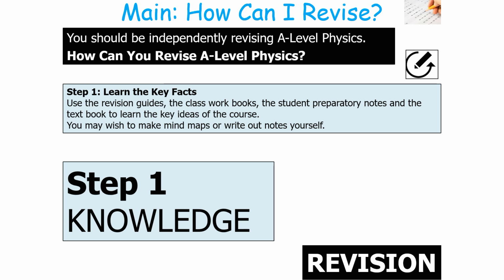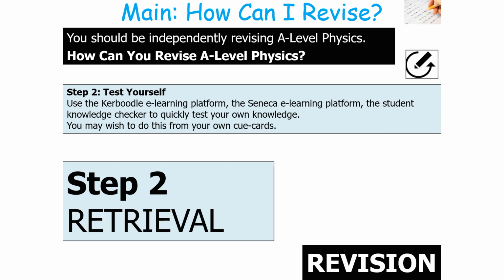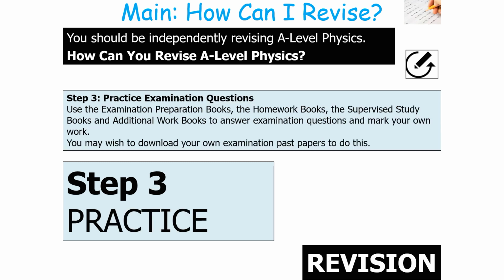Well, the first step is to learn the key facts. So use revision guides, class workbooks, student prep notes and the textbook to learn the key ideas of the course. The second step is to test yourself. So use things like Caboodle, Seneca, knowledge checkers to quickly test your own knowledge. The third step is then to use exam prep books, homework books, supervised study books, additional workbooks to answer exam questions and mark your own work.